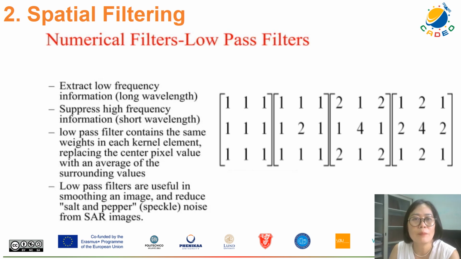There are some average filters. The coefficients are all positive. Here are some common spatial convolution masks, where the first two are standard arithmetic mean filters, and the last two are approximations to Gaussian filters. Low-pass filters are normally useful in smoothing an image and reducing salt and pepper noise from such an image.